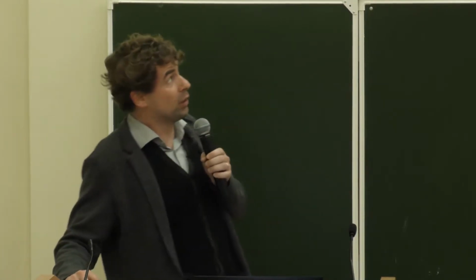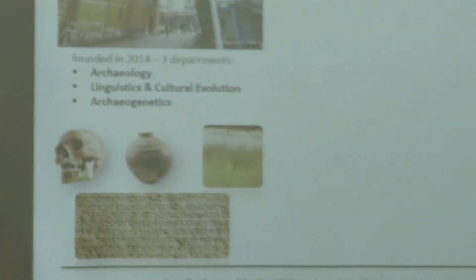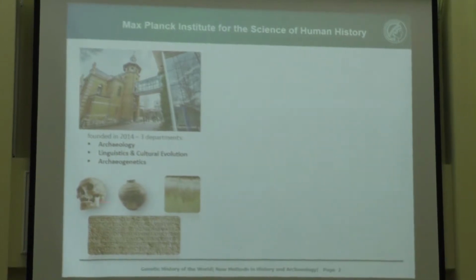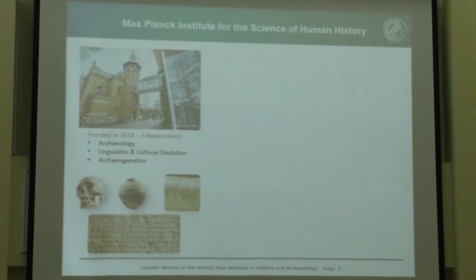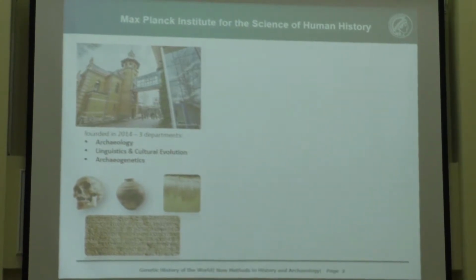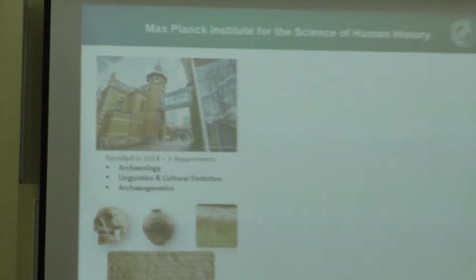So myself, I'm a professor at the Max Planck Institute for the Science of Human History, which is an institute that was only founded a few years ago. So the institute only exists since 3-4 years. And we have 3 different topics that people in my institute are working on. That is archaeology, linguistics and cultural evolution, as well as what I do, archaeogenetics.